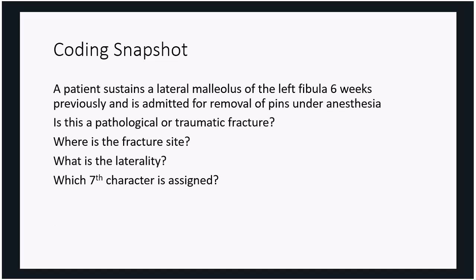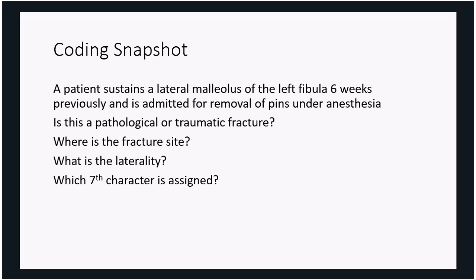Let's look at this example. The patient sustains a fracture of the lateral malleolus of the left fibula 6 weeks previously and is admitted for removal of the pins under anesthesia. So you want to ask yourself, when you're coding the fracture, is this a pathological or a traumatic fracture? Where is the fracture site? What is the laterality? Laterality in fractures means left or right. Which seventh character is assigned?